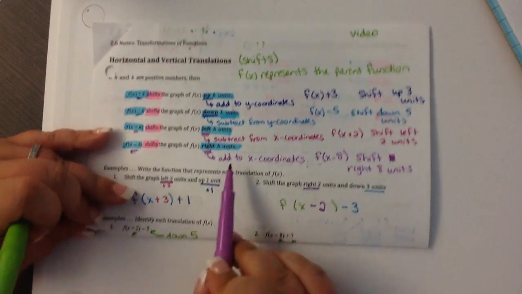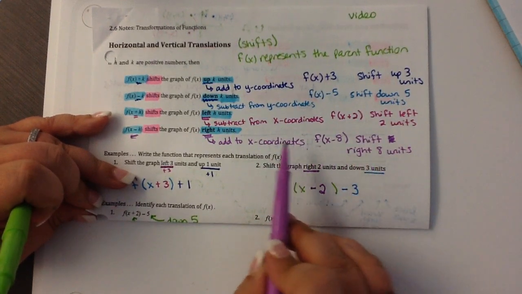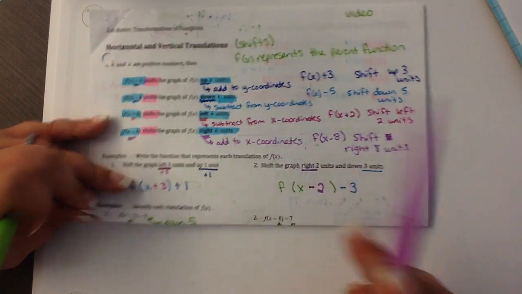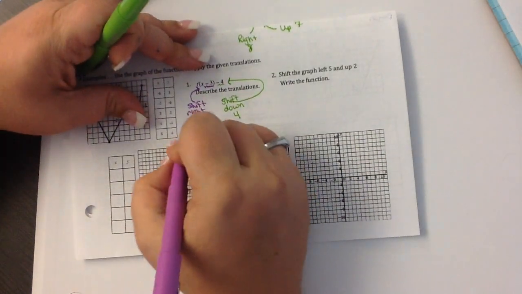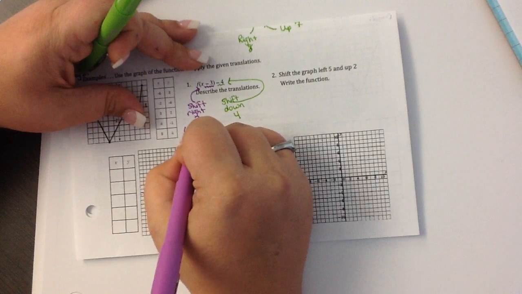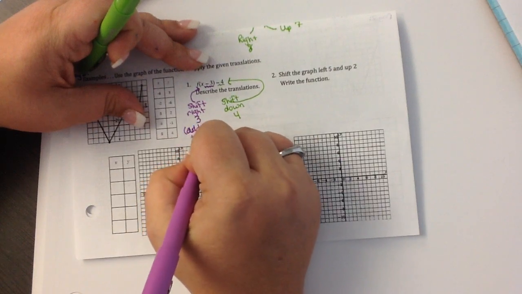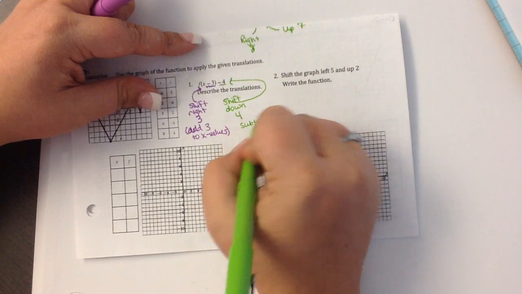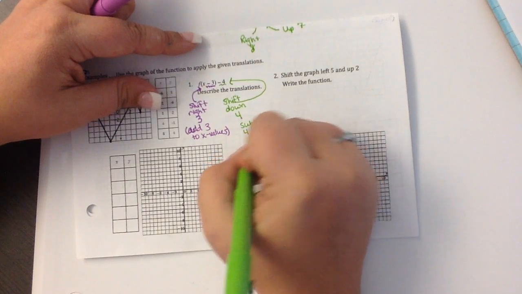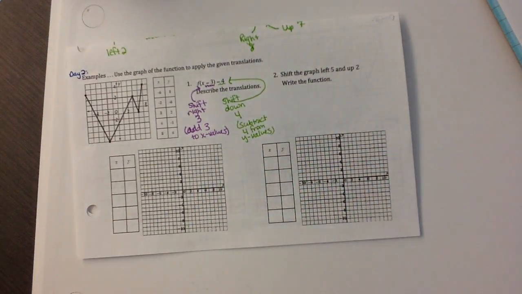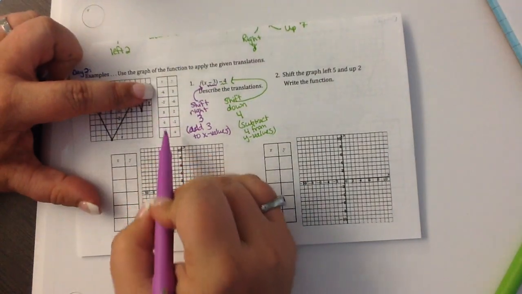Well, if we look up here, when we go right, we have to add to the x coordinates, and when we go down, we have to subtract from the y coordinates. So a shift right 3, we will be adding 3 to our x values, and down 4 we will be subtracting 4 from our y values. Well, what x values and what y values? Well, glad you asked. These ones right here.